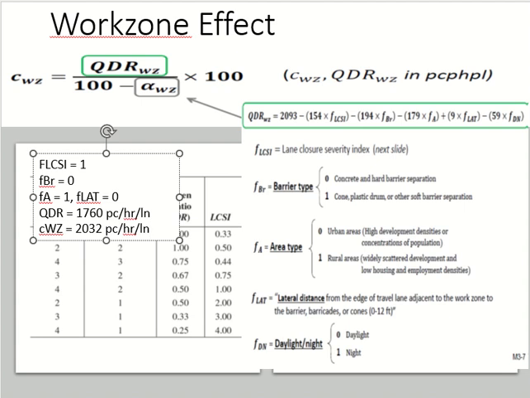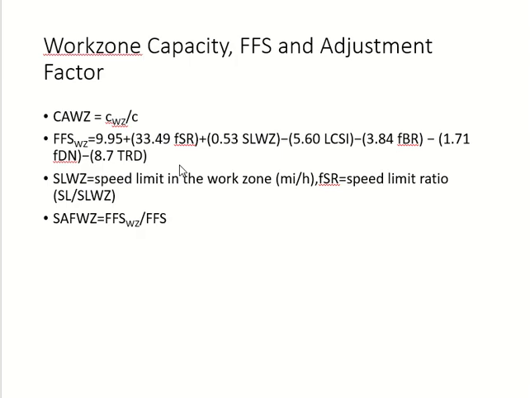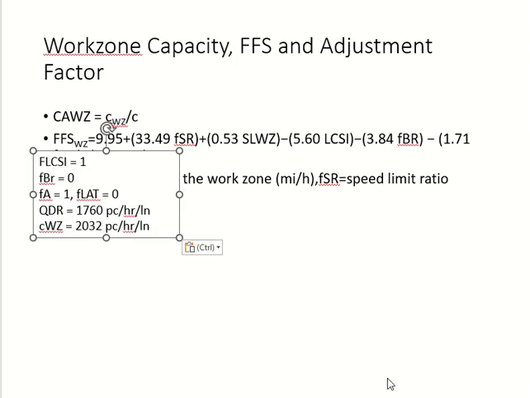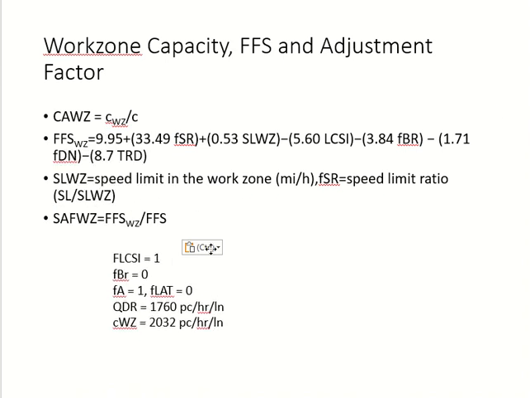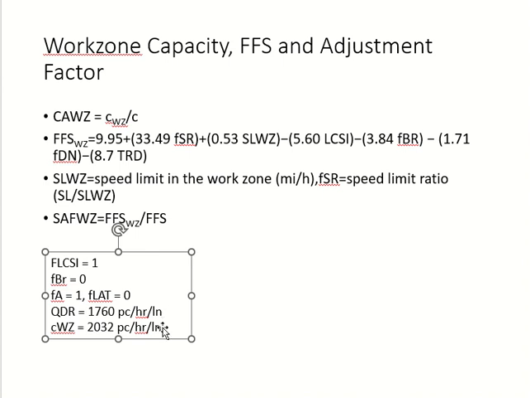So this is the first part of the question: find out the capacity in the work zone. Second part of the question says find out the speed in the work zone. For the speed, I need the ratio between the normal speed limit and the speed limit of the work zone. Normal speed limit is 70. Speed limit in the work zone is given as 45. Both these values are given in the question. So what is this ratio?